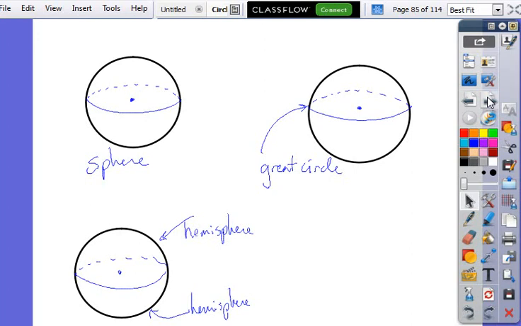The great circle now is that circle right there, the flat part that would be right there if you cut it in half. And then you've got two hemispheres. When you have a sphere and cut it in half, you've got two parts, top and bottom.